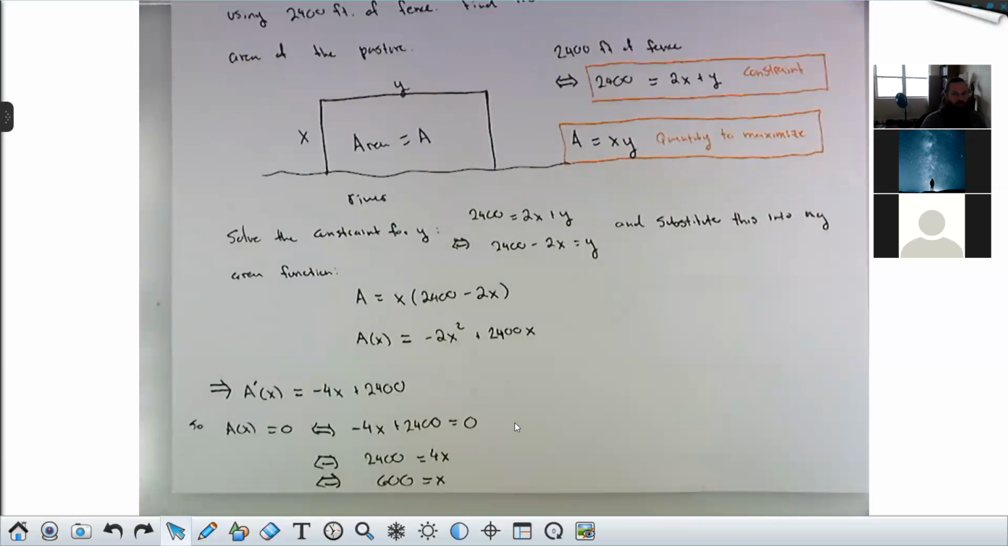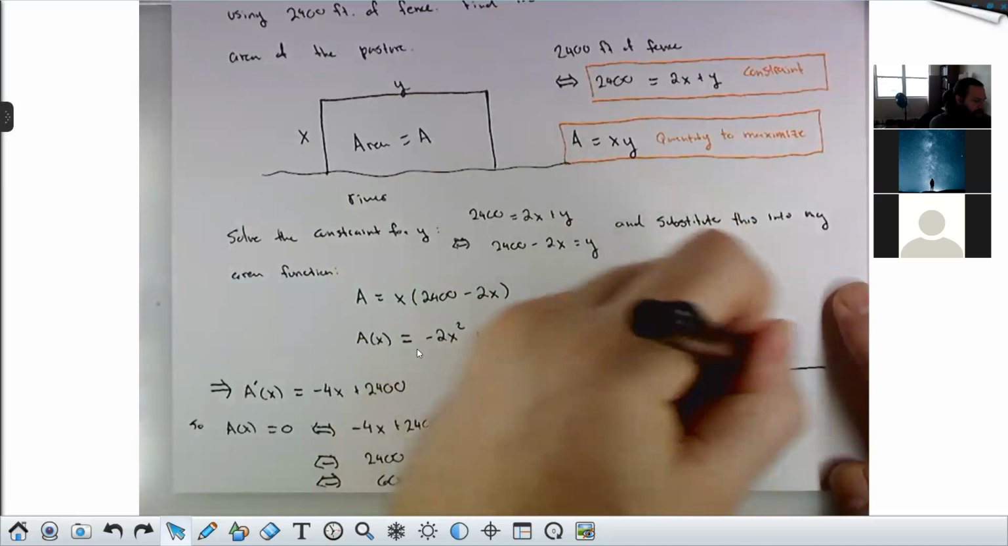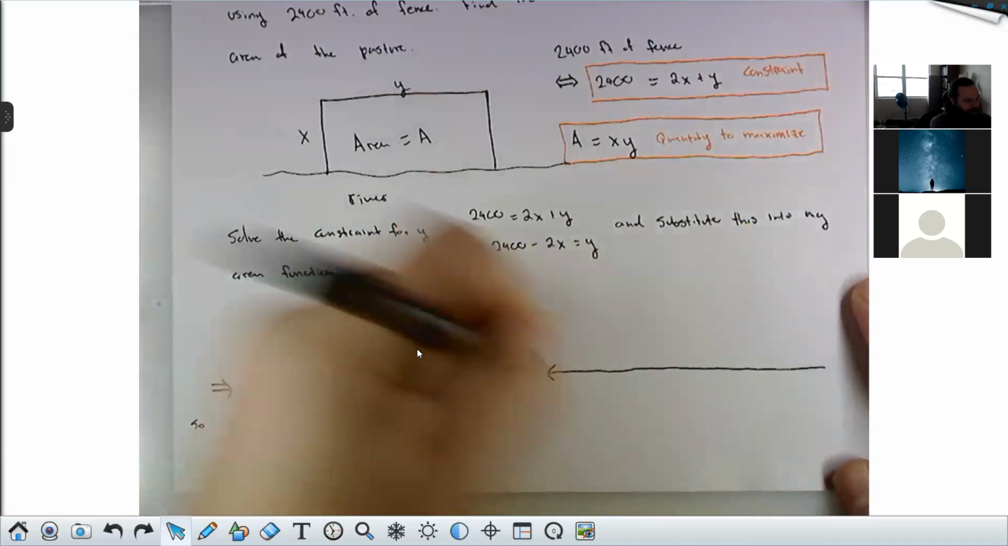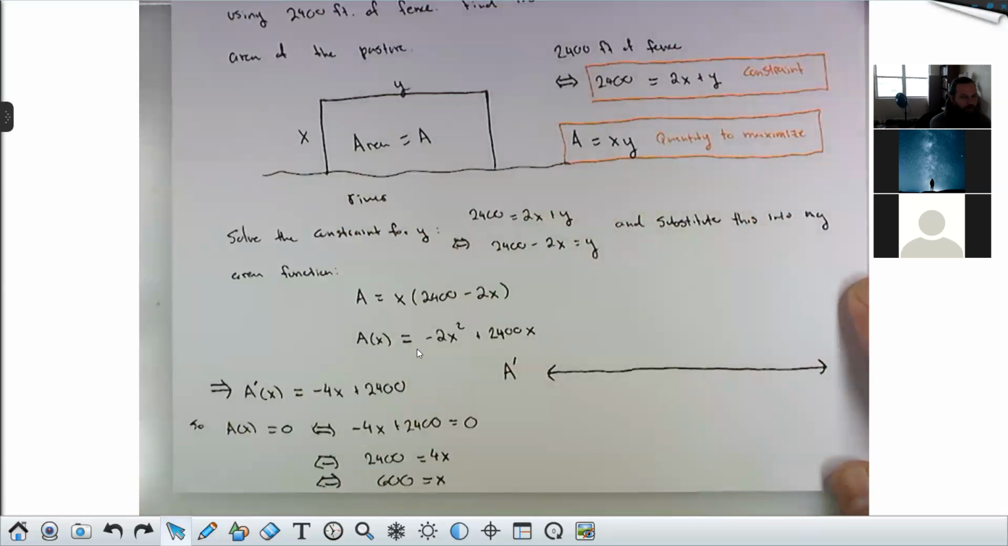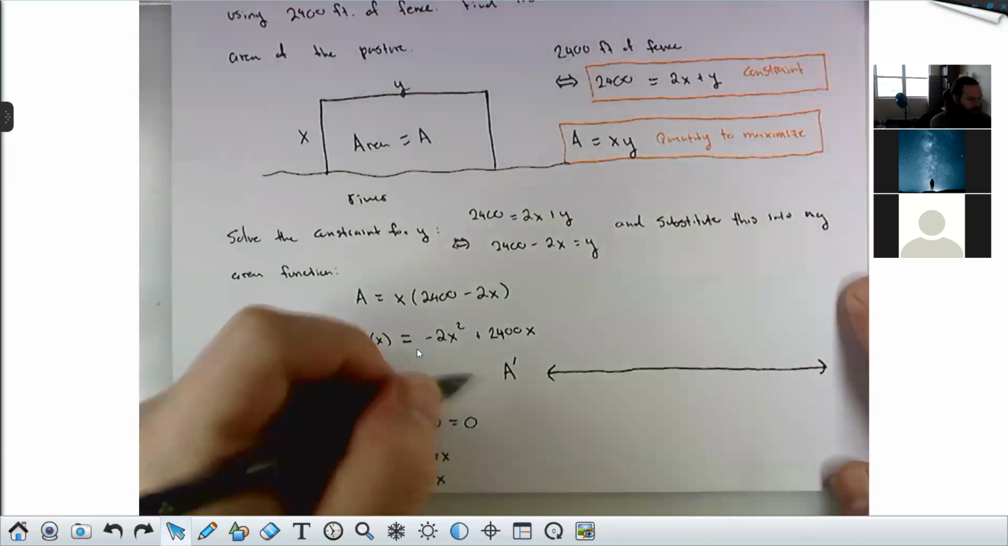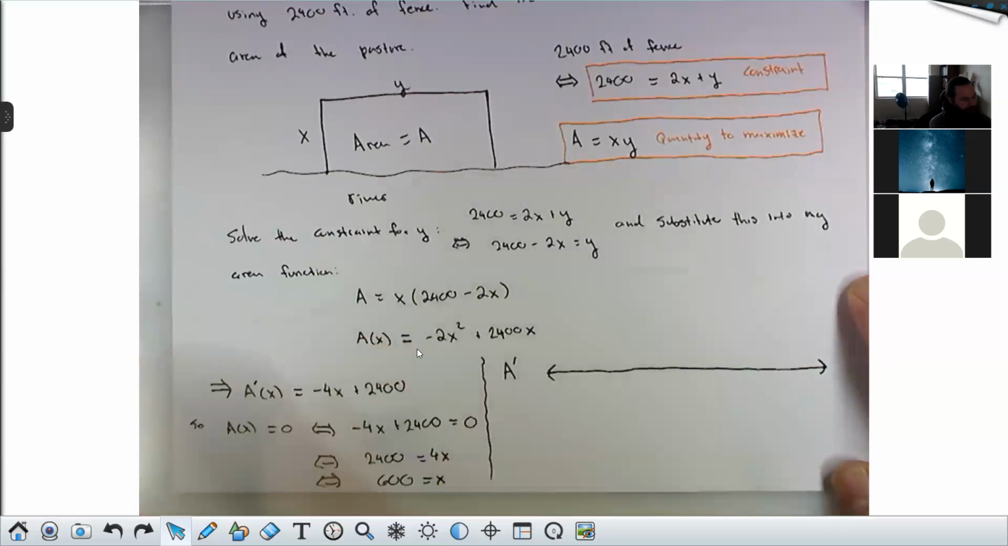Oops, sorry, you can't see that, can't be there. So I found this critical number for this area function. I want to verify that this area function really does have an absolute max at X equals 600. To do that, I'm going to make a number line. There's a little theorem I'm going to share with you later that will guarantee for us that we found absolute maxes when we want them, or absolute mins when we want them. But here's my number line for A primed. Maybe I'll put a little divider here.